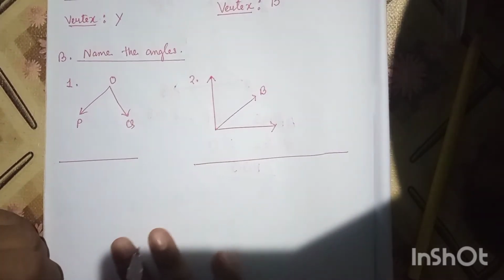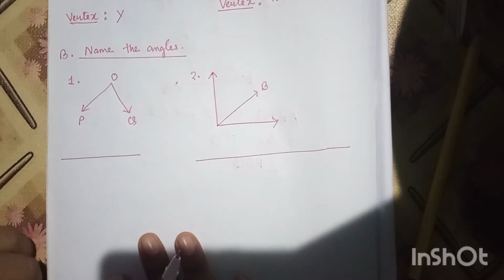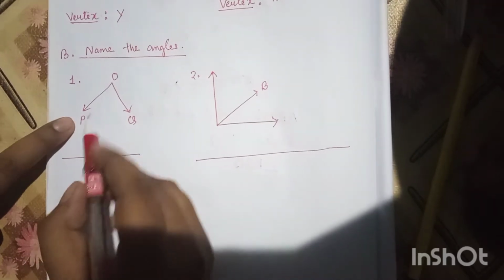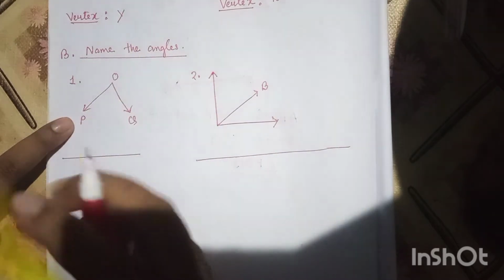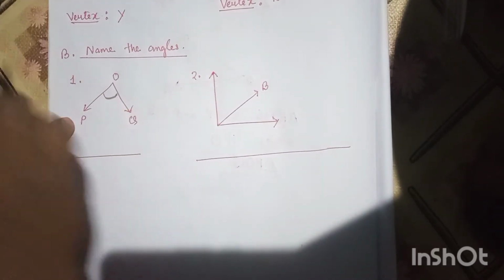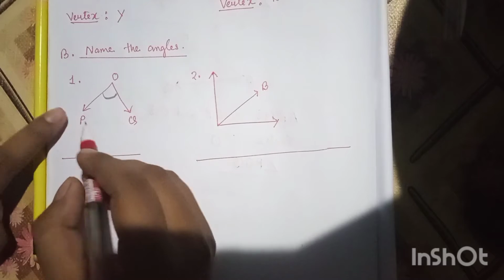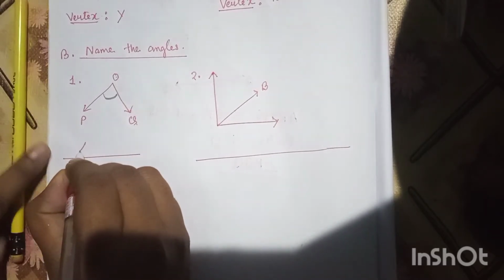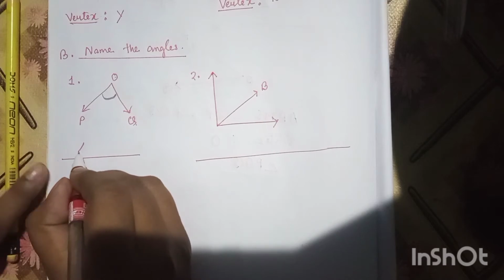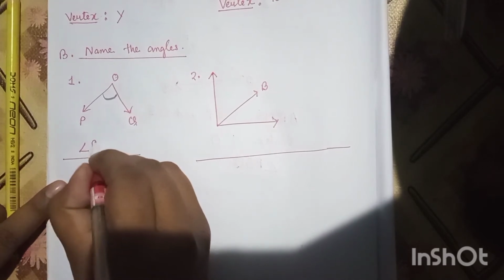Now let us see question number B. Name the angle. Here we need to write the name of the given angle. In the first figure, we have only one angle, that is POQ. Use the symbol, it is necessary. Angle POQ.